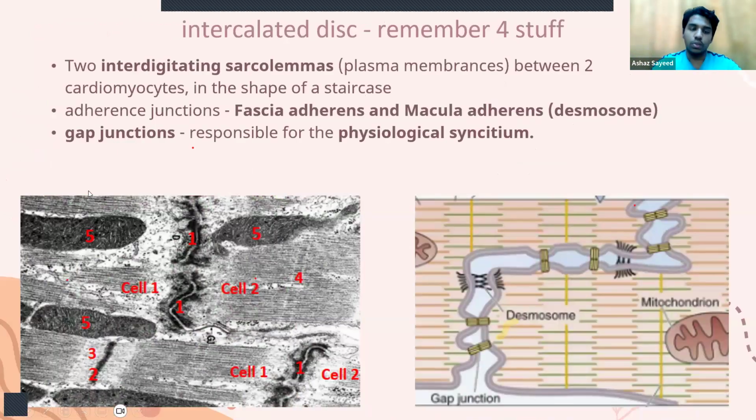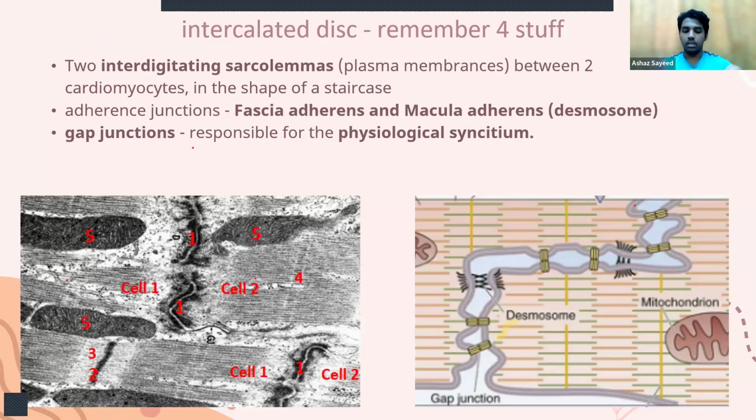So far I've been telling you so much about the intercalated discs, and you might be wondering what it is made of. Remember, there are four structures it's made up of. First is the interdigitating sarcolemmas. To explain that, let's say this is cardiomyocyte 1, and this is cardiomyocyte 2.